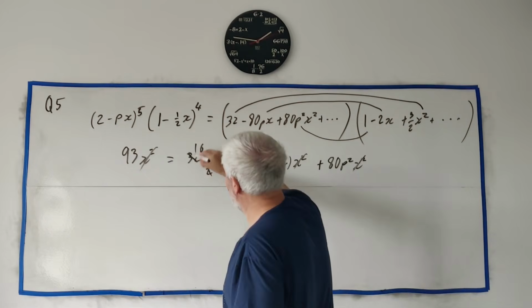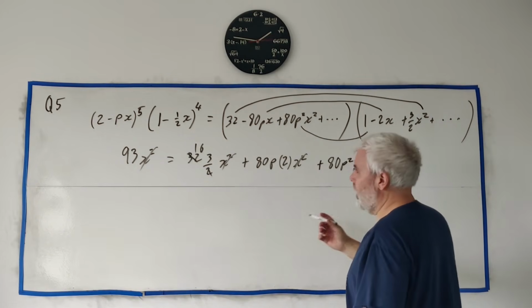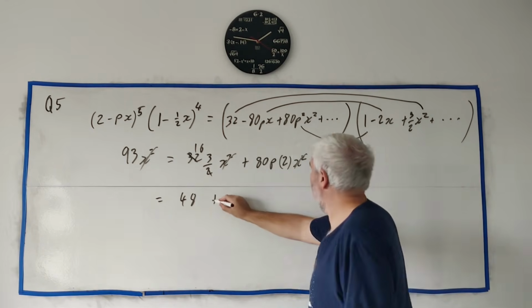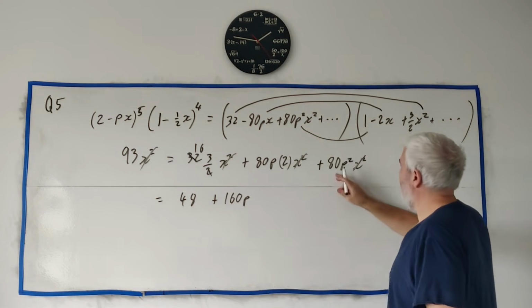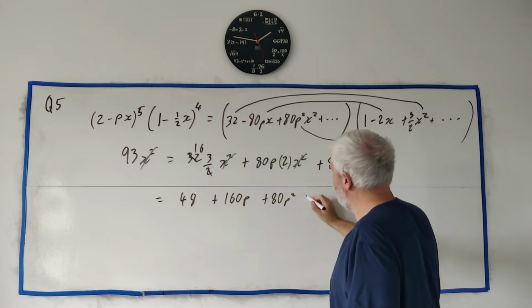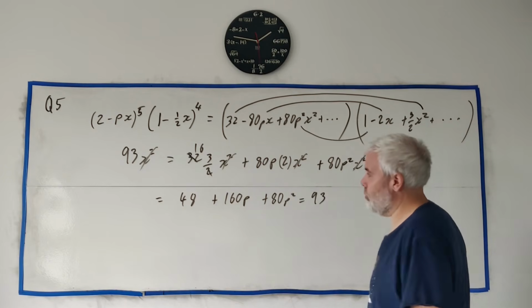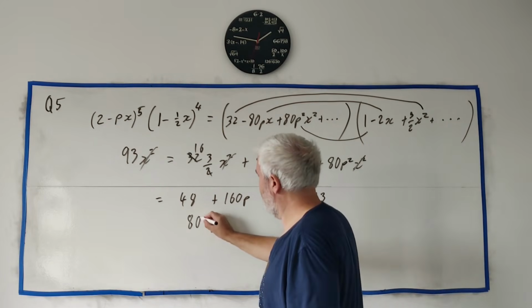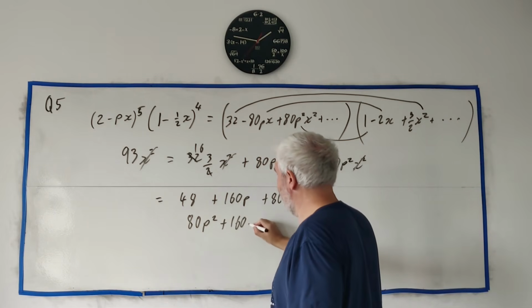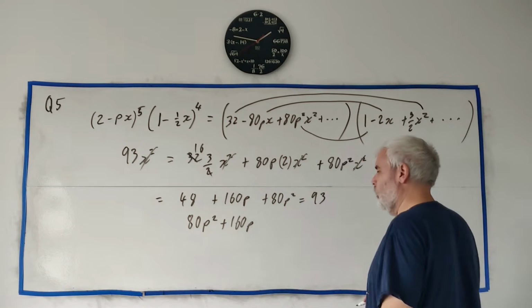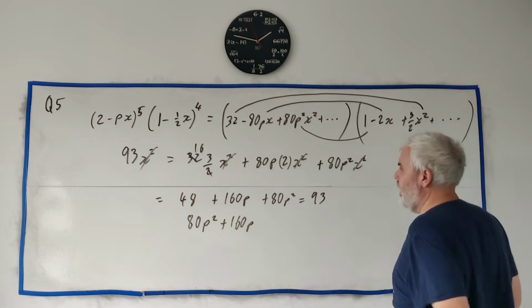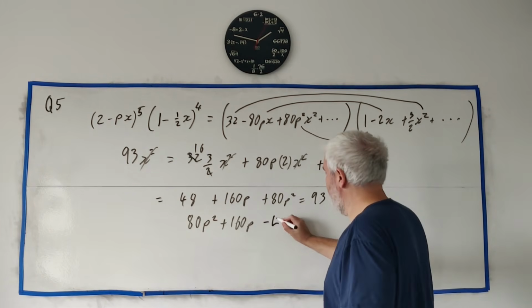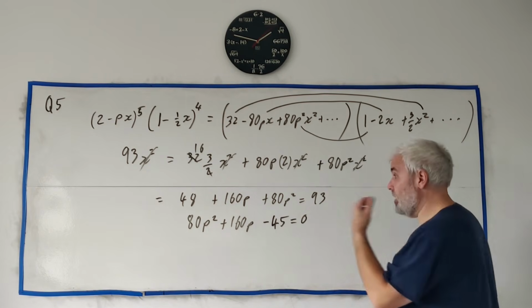Let's see, we can cancel some things in. That goes in 16 times. Yeah, we can clean this up. 3 times 16 is 48 plus 160p plus 80p squared, and I know that equals 93. We've got a quadratic equation here. Let's clean it up. We have 80p squared plus 160p, and this comes over here. We'll get 48 take away 93 is, let me just check my notes, minus 45. Minus 45 equals 0.